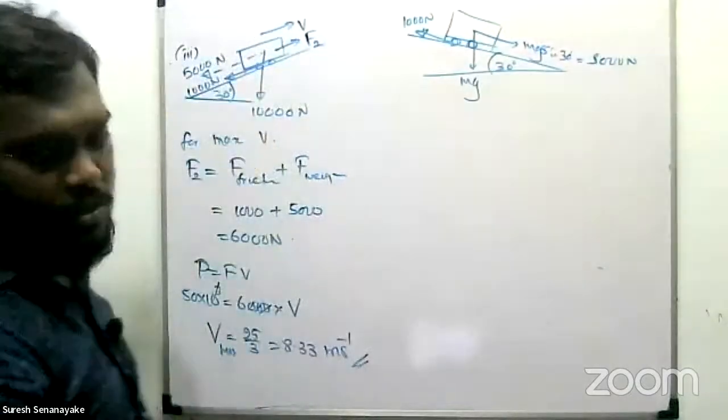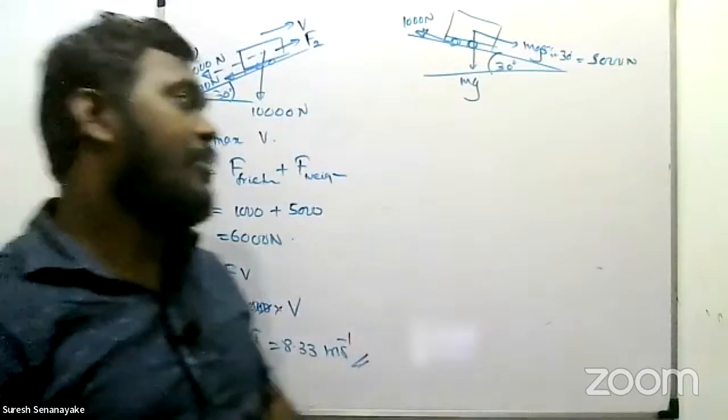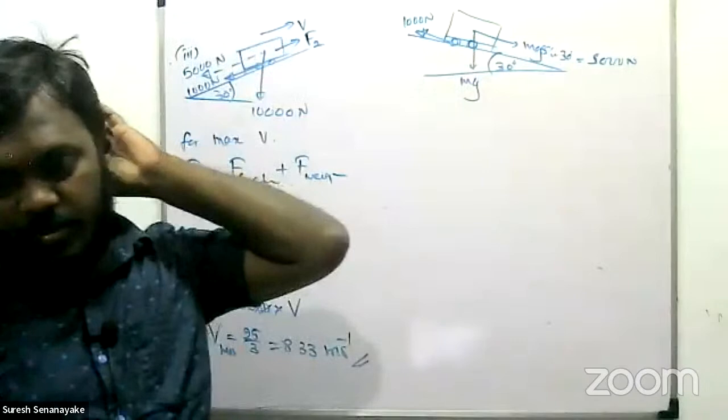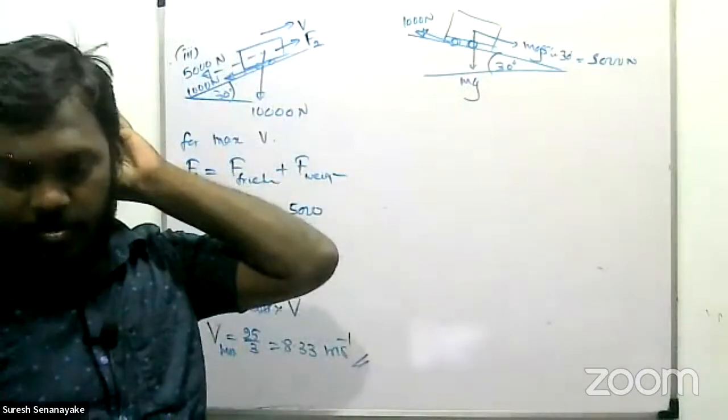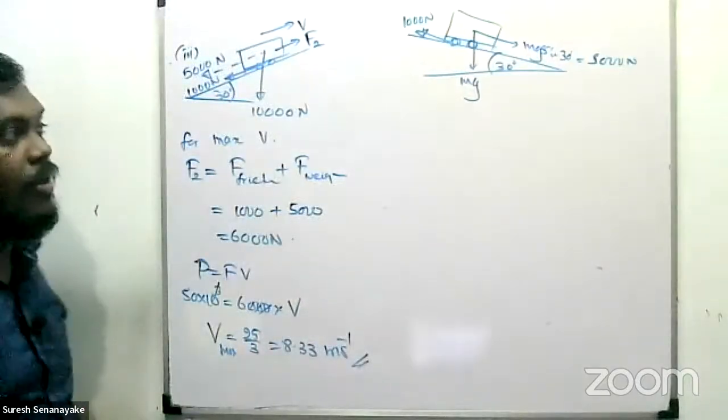Now the engine does not give any force, because there is no need for the engine to give force, because the downward force is greater than the friction, so it will automatically come down. So you can write them.